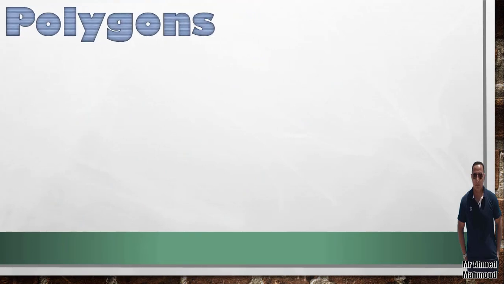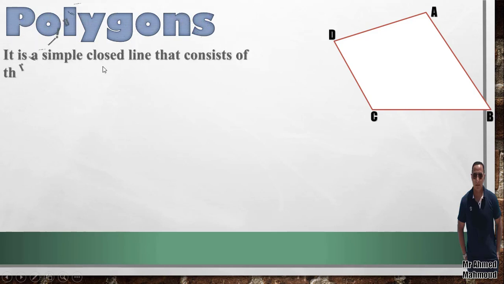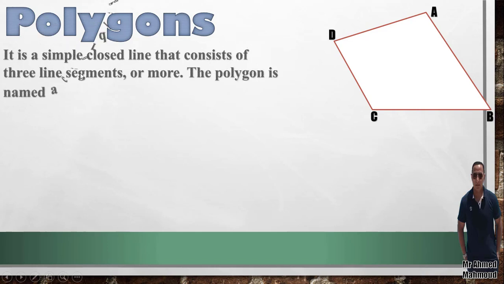First, we need to know what a polygon is. The polygon is a closed broken line like this, and its definition is a simple closed line that consists of 3 line segments or more. The polygon is named according to the number of its sides.